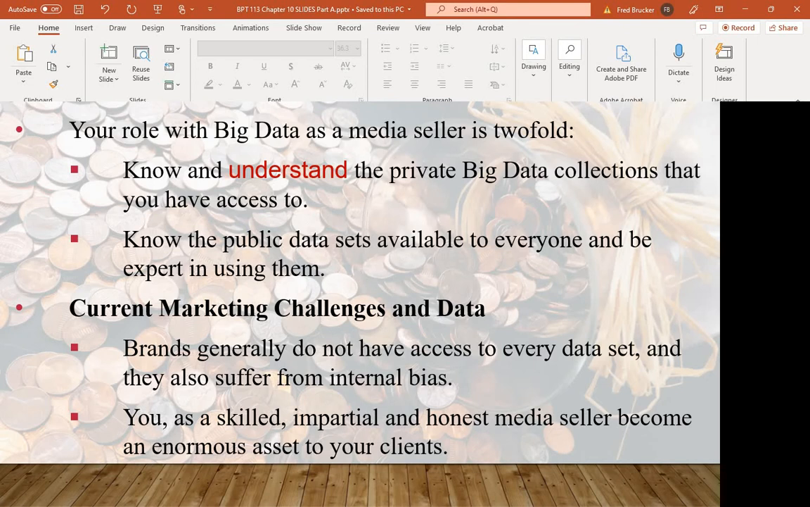So you, as a skilled, impartial, and honest media seller, become an enormous asset to your clients by helping them to see other people's point of view, the public's point of view, the competition's point of view, and perhaps put another light on the data they have received, that perhaps there's a different story that needs to be told.